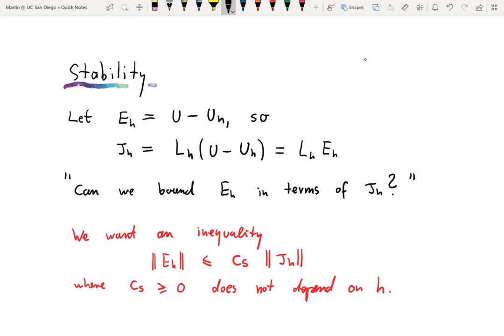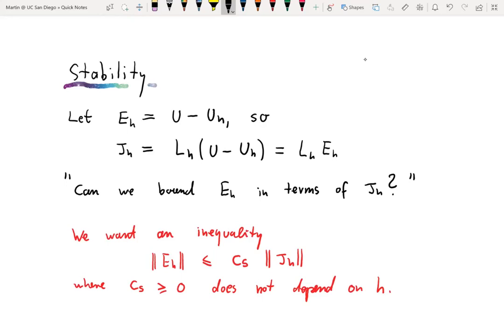And what we know about the error term is as follows, namely, it is related to the truncation error. The truncation error tau h equals LH times U minus UH. So in particular, it is equal to LH times EH. That is the relation between the truncation error and the error term EH. We already have an estimate for the truncation error, so it would be nice if we could somehow transfer this error estimate for the truncation error to get an error estimate for the error term EH. And that is the whole point of stability.